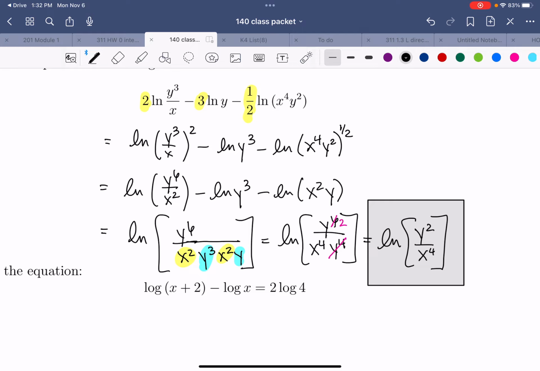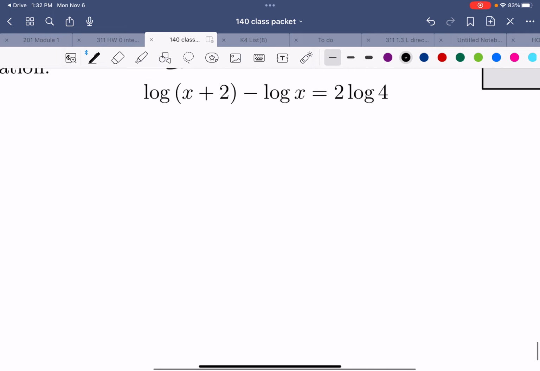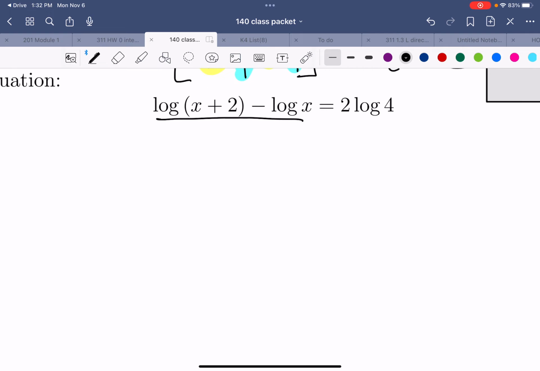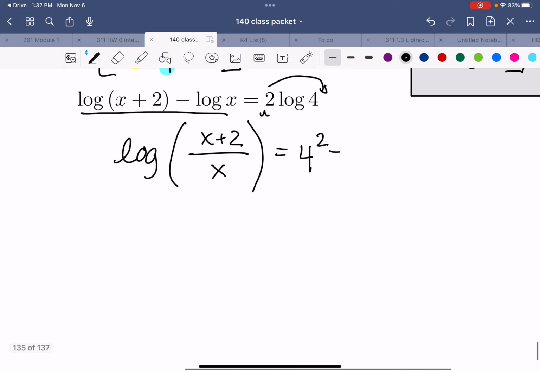Now we're going to use that same kind of property to work here to solve for number 5. So we're going to, on this side, put this back together as a single logarithm. So the log of subtraction, x plus 2, the positive one goes up top. The bottom one is the x. And then we're going to go ahead and put this 2 back up here. So that becomes 4 squared. All right, and 4 squared is 16.